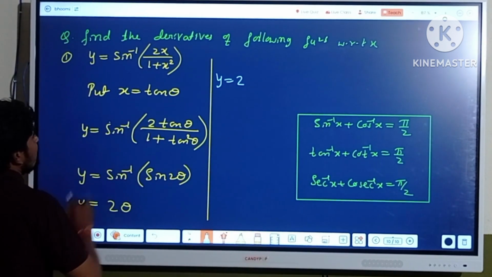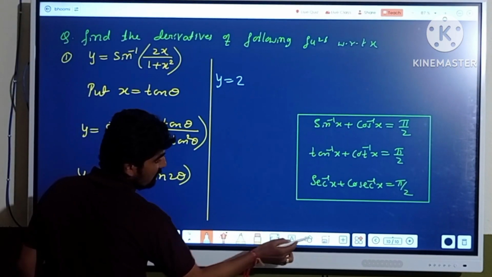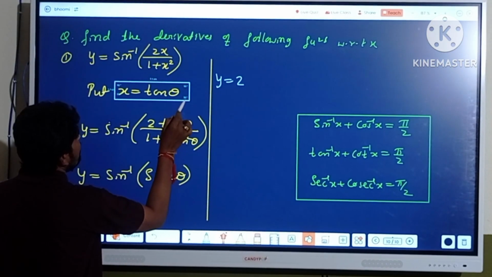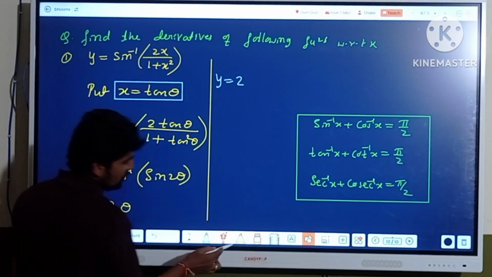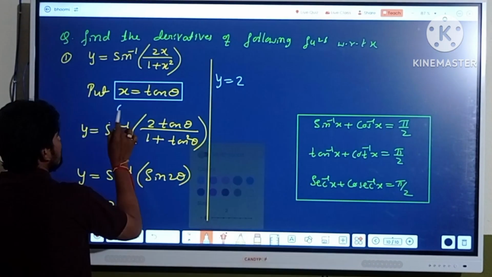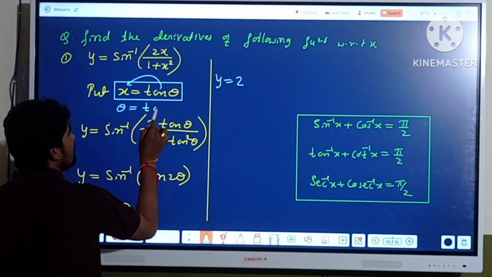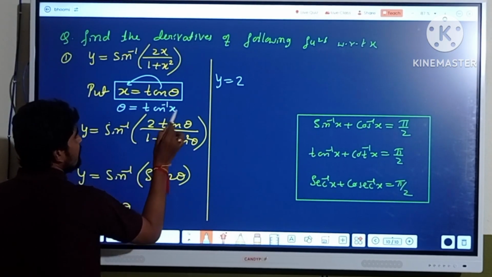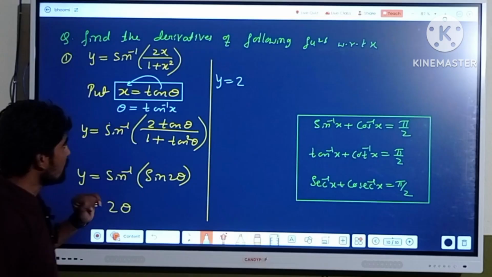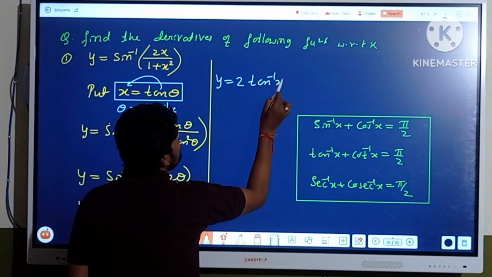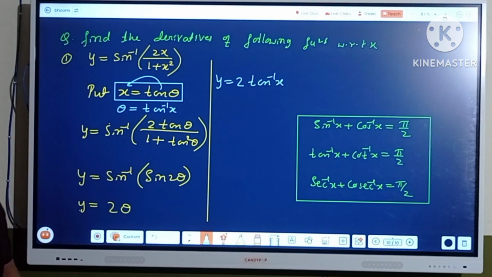What is theta? Here the substitution is x equals tan theta. By using this substitution, we can write theta is equal to, shifting tan to the left side, tan inverse x. Therefore, if y equals 2 theta, then y is 2 tan inverse x, because theta is tan inverse x.